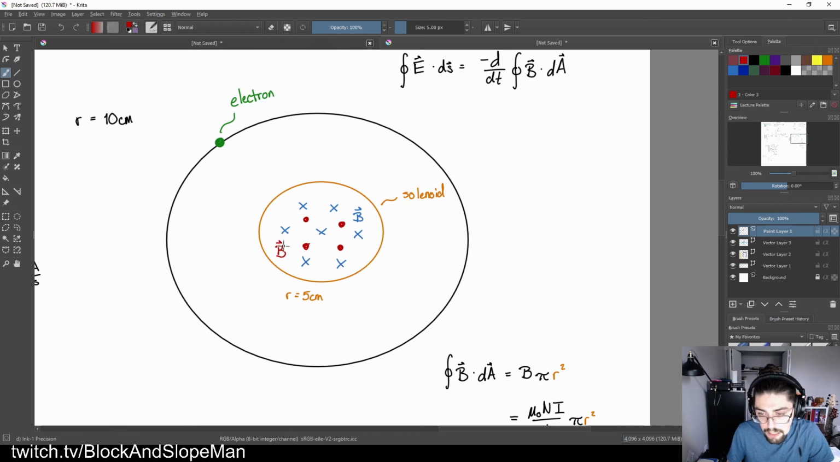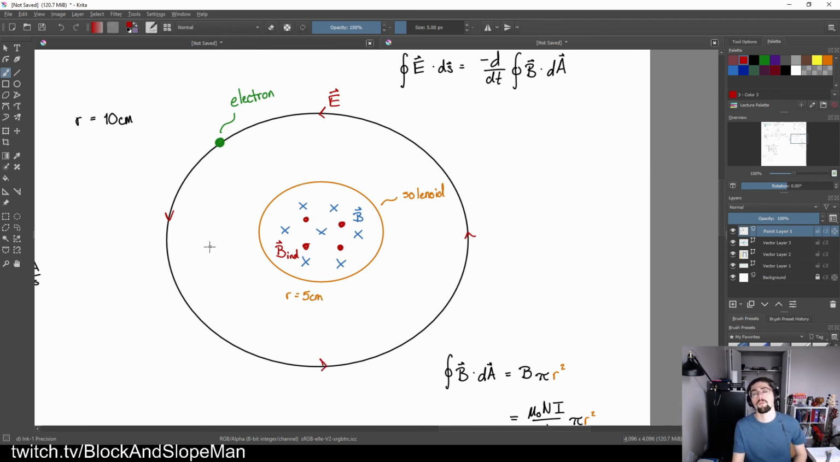Here is my B induced. What creates a B induced? That would be a current, following the right-hand rule, wrapping around counterclockwise. A current wrapping around counterclockwise would be because of an electric field wrapping around counterclockwise. So I could say that my electric field wraps around this circle, just like this.